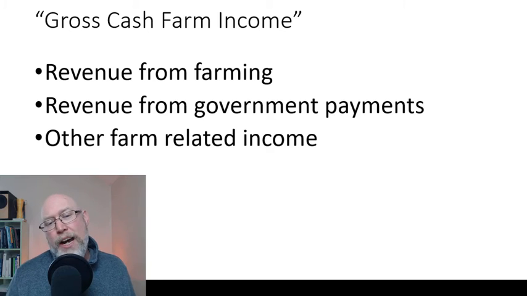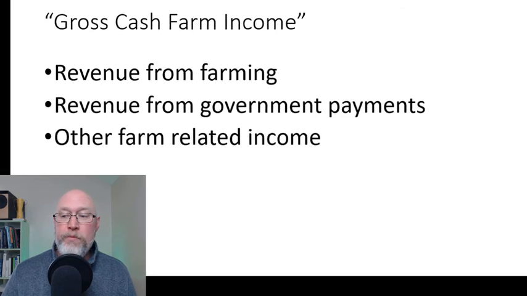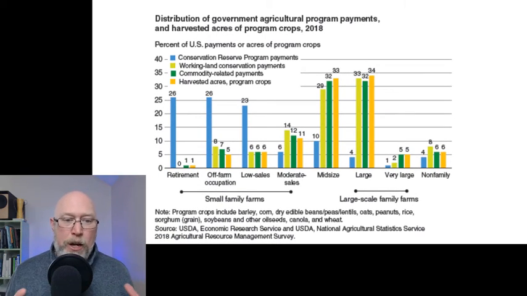So if you have a tractor and you use that tractor on your farm and then someone pays you money to bush hog their property, that's other revenue related to farming. That's the kind of thing we're talking about there. So here we have a nice table, from one of our references for the class, so you can read this on your own. Now, what I want you to look at here is the distribution of government agricultural program payments.